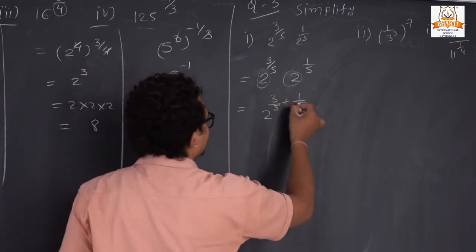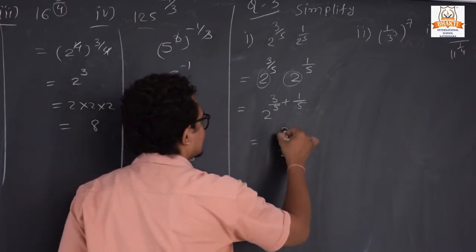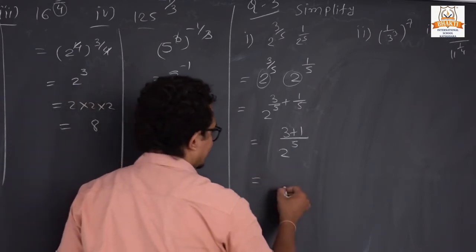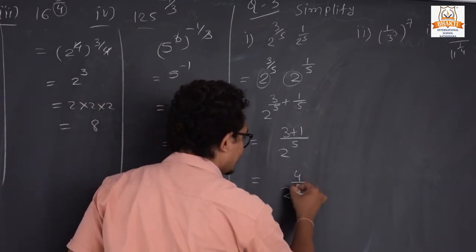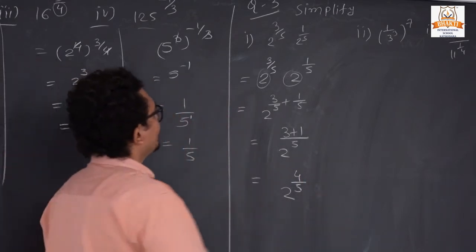Now see that both have the same denominator. So 5 is our LCM, and in the numerator we have 3 plus 1. So what can we get? 2 raised to 4 by 5. What is our answer? 2 raised to 4 by 5.